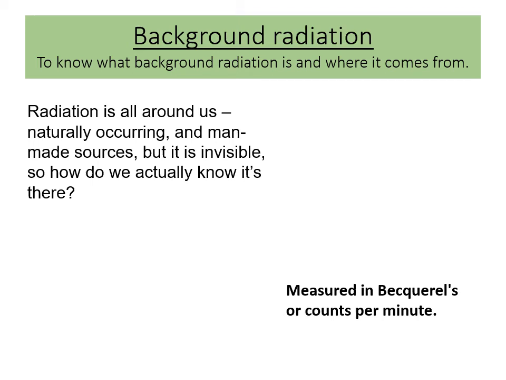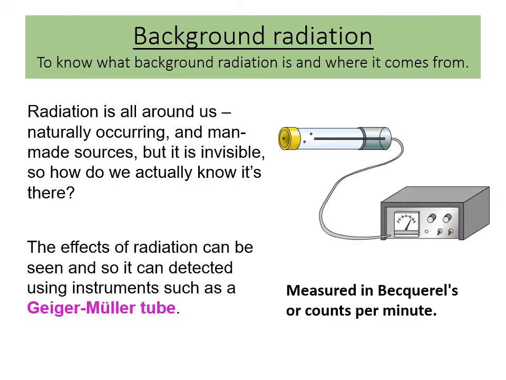So radiation is all around us. It's naturally occurring, and there's man-made sources as well, but it's invisible. So how do we know it's there? I talked earlier about our Geiger counters. There's a Geiger counter there.